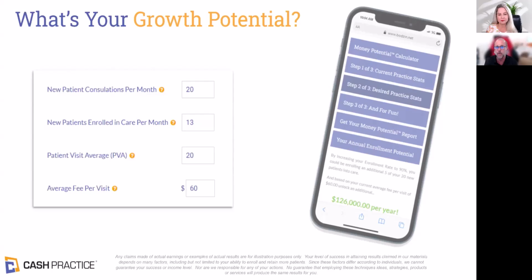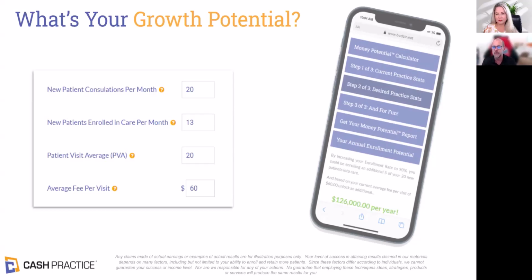So let's go through an example real quick. There's some basic data. Let's look at a typical practice. Here's a practice that's seeing 20 new patients a month, 20 new consultations. These are 20 people who walked through the door and had a consultation with a doctor. And of those 20 consultations, we're saying this practice enrolled 13 of them. They presented a care plan, and 13 out of the 20 said yes. They did a report of findings, and they enrolled in care. And we're going to say in this practice that their PVA currently is around 20 visits, and they're averaging $60 per visit. So that's a pretty typical practice. You may be higher, you may be lower.